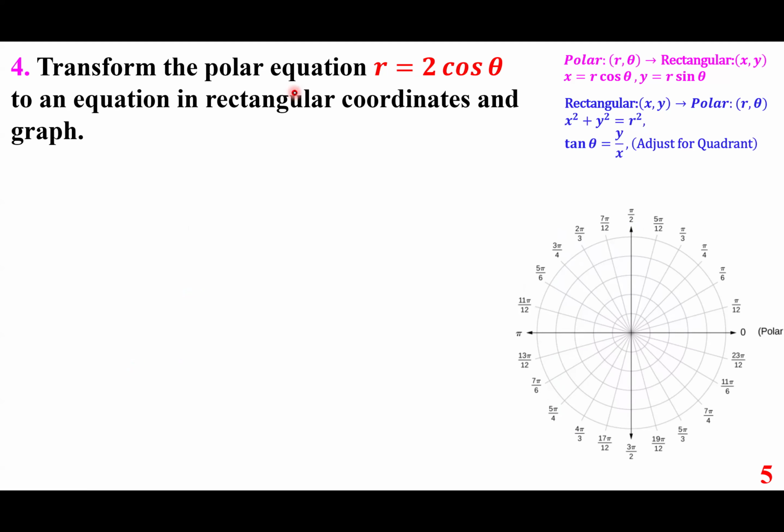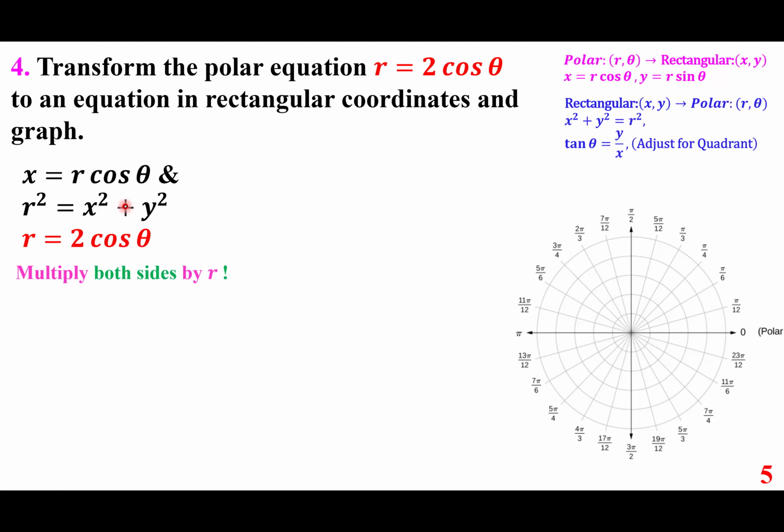Transform the polar equation r equals 2 cosine theta to an equation in rectangular coordinates and graph. We are going to look at methodologies. When r is given on one side and either sine or cosine on the other side, we remind everybody that x equals r cosine theta, r squared is x squared plus y squared. r is 2 cosine theta for this question. And the technique is to multiply both sides by r, because this becomes r squared. This involves r and cosine. That means it involves x. So let's multiply both sides by r.